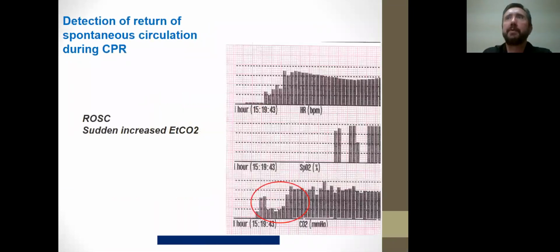Okay, these are some certain trends that we can look at. So an abrupt increase in end-tidal CO2 may indicate a return of spontaneous circulation, right? So an increase in pulmonary circulation brings more carbon dioxide into the lungs for elimination. So we would confirm that with an EKG and capnography.